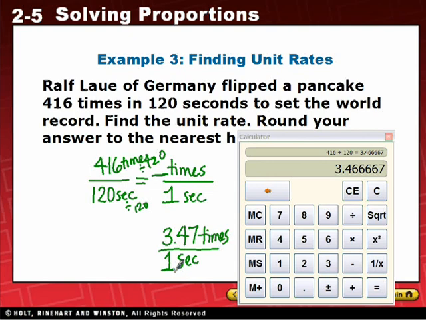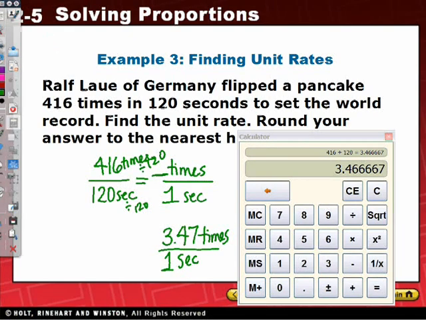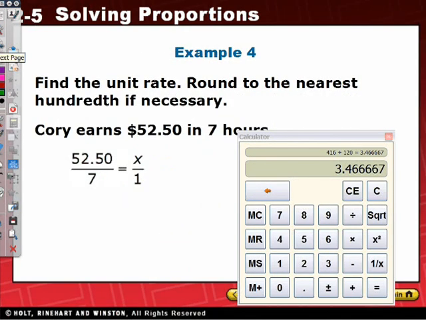And that's his unit rate, almost 3.5 flips per second. I don't know how you do that. Let's do one more unit rate problem here.